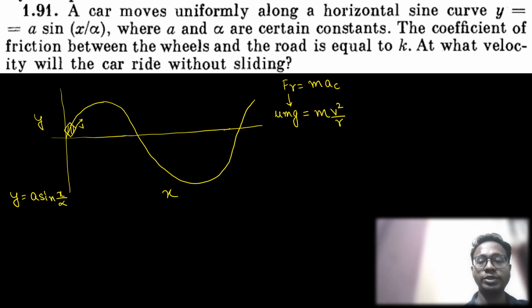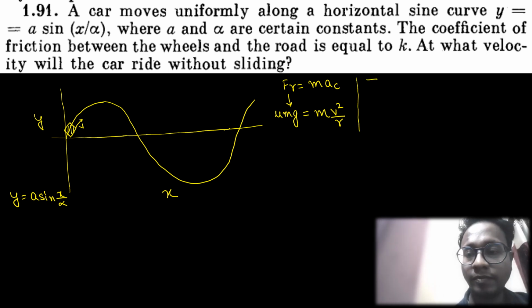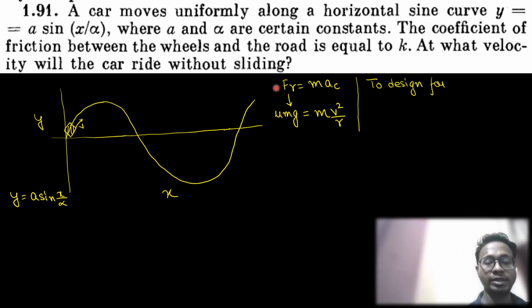Now the question is saying, what is the maximum velocity the car will ride without sliding? That means what is the maximum velocity we can provide so that the car stays in this path. Let me reiterate my question. The question is asking at what velocity will the car ride without sliding. That means we have to find out the safest velocity.